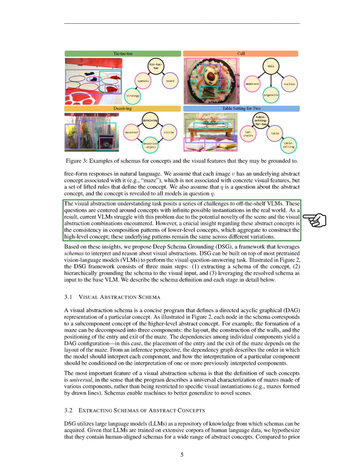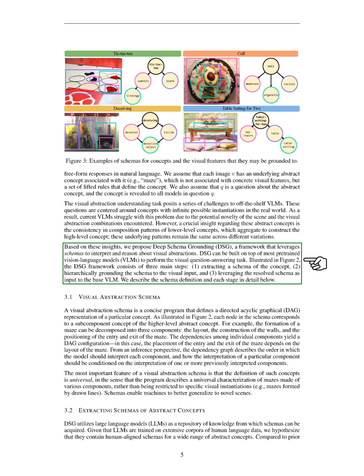The task of understanding visual abstractions presents challenges for existing vision language models due to the infinite variations of concepts in the real world. However, we note that the composition patterns of lower-level concepts remain consistent across variations, leading us to propose DSG as a framework that uses schemas to interpret and reason about visual abstractions. The DSG framework consists of three main steps: extracting a schema of the concept, hierarchically grounding this schema to the visual input, and using the resolved schema as input for the base vision language model.